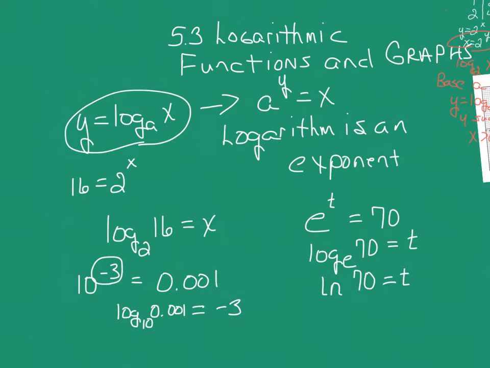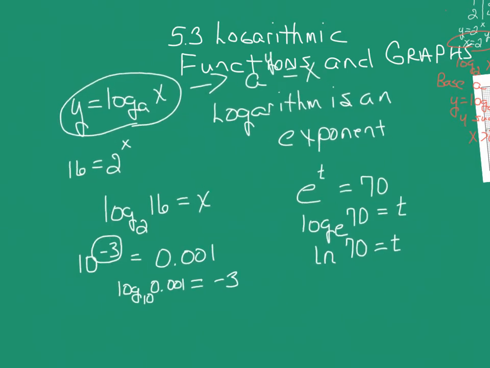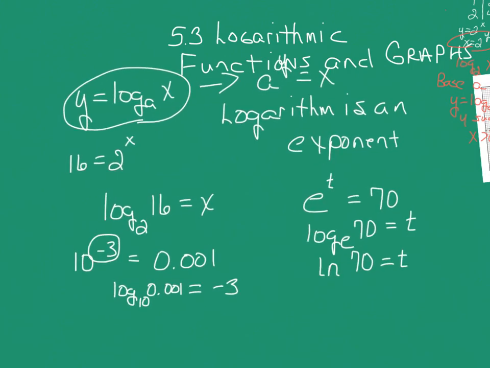I could also rewrite log base 10 as simply the log of 0.001 equals negative 3. This is the common log. If you don't see a base, then that's the common log, which means it's base 10.